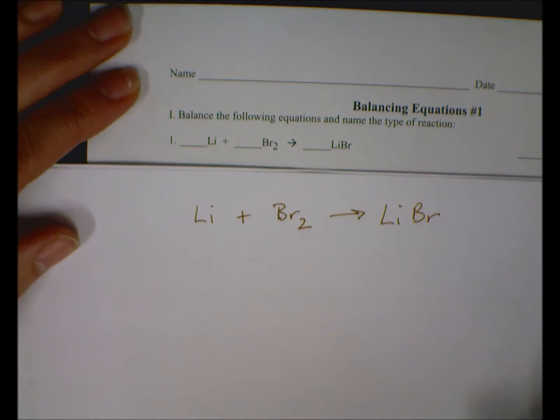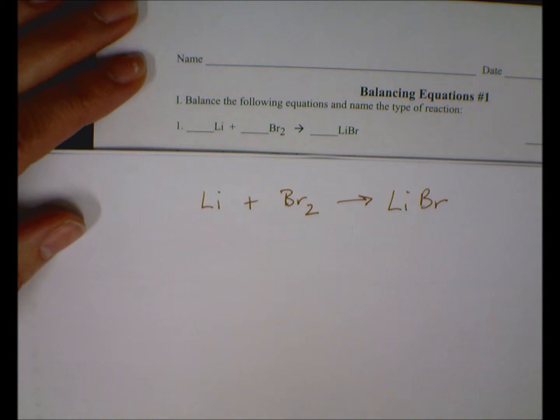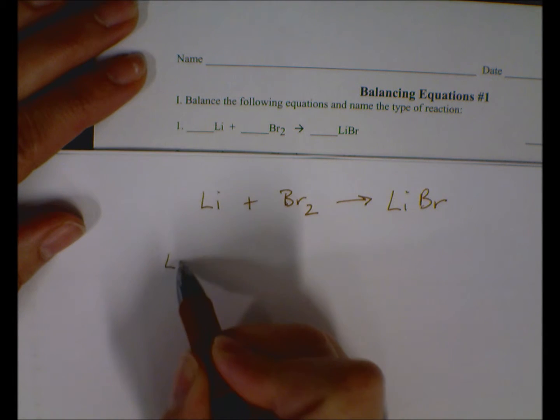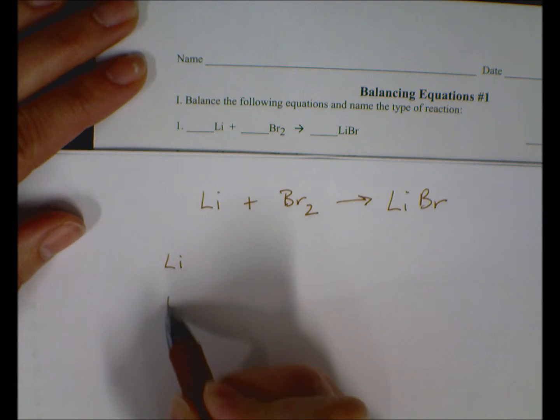Okay, one way of doing this is by making a little chart. Some people find this helpful. It's a way to count. They can keep track. They don't get lost going back and forth between the arrow and between the reactants and the products. To be helpful, try to list them in the same order.